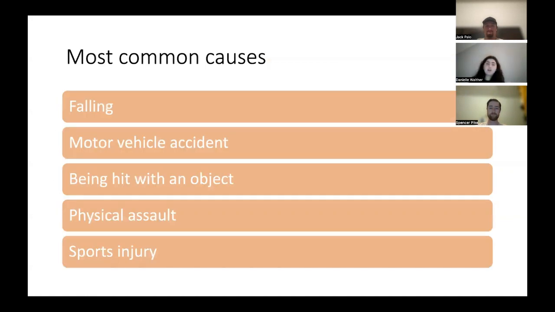And the most common causes of these fractures are falling, especially in children, motor vehicle accidents, being hit with an object, physical assault, and sports injuries.